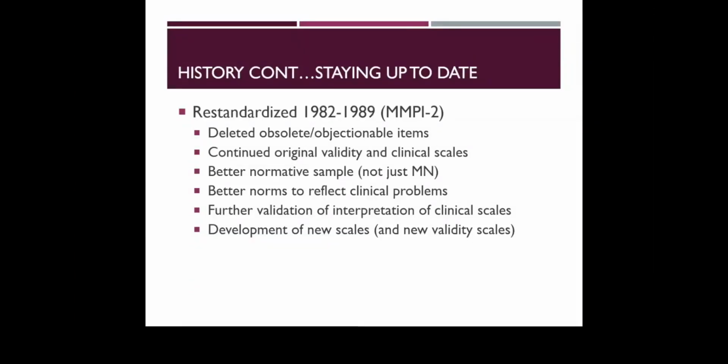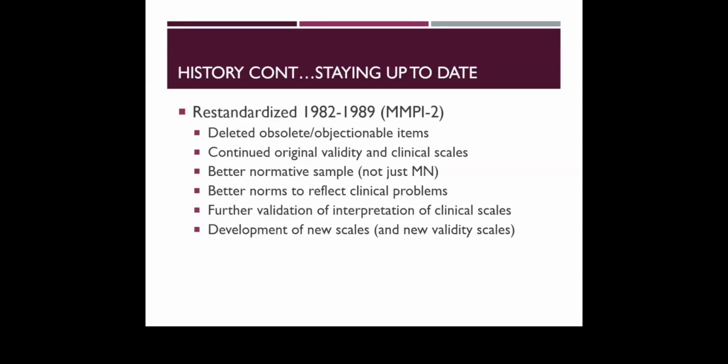They also did a lot more validation of the clinical scales and interpretation of those scales, so continuing to gather data, and did some development of some new scales, and new validity scales. So as I mentioned, the content scales got added in, but they also made the VRIN and TRIN, which we'll talk about in a second, but that was inconsistency in validity scales. That before, they were only focused on over-reporting and under-reporting. They also added in a measure called FB for F infrequency back of the test, because the clinical scale items were mostly in the front of the test and the content scales were in the back, and they wanted a validity scale that would go with the back of the test.